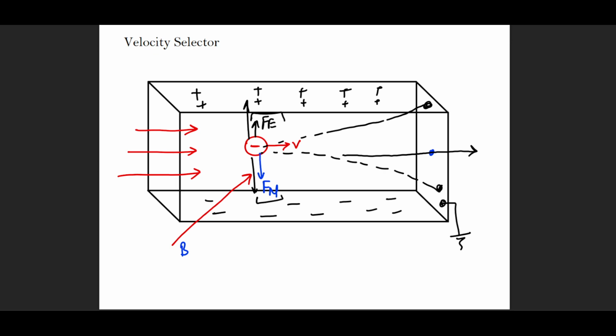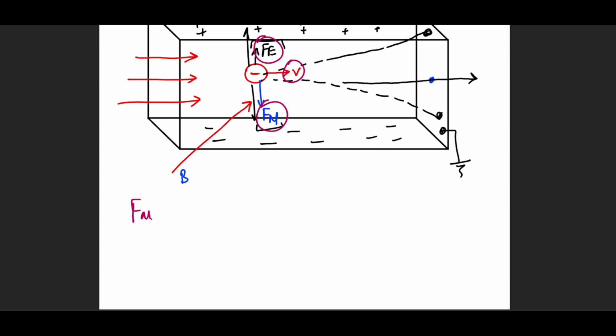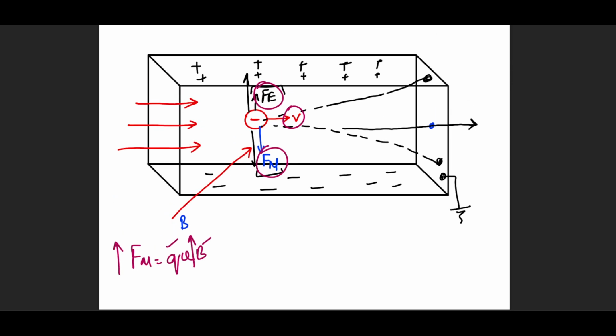So only those electrons that have exactly the same electric force and magnetic force will be able to pass through. And I will decide the velocity at which this happens. You see, the magnetic force is qvB. Now the charge is the same, the magnetic field is the same; I'm not changing them. So if I increase the velocity, the magnetic force increases. So any electron that has a velocity greater than the certain value I am looking for, its magnetic force will be dominant and it will move downwards.